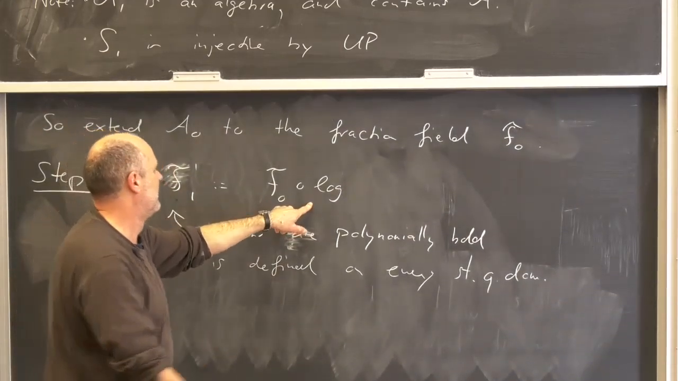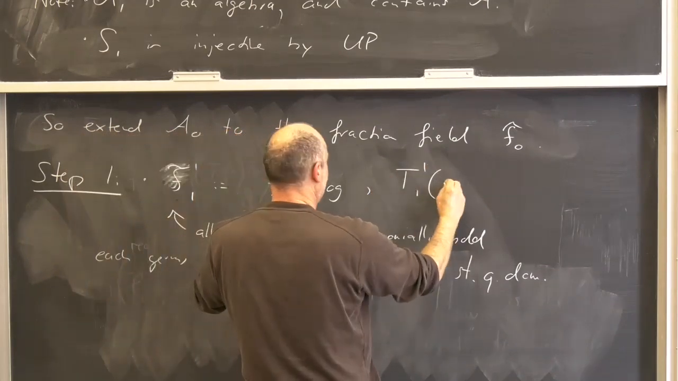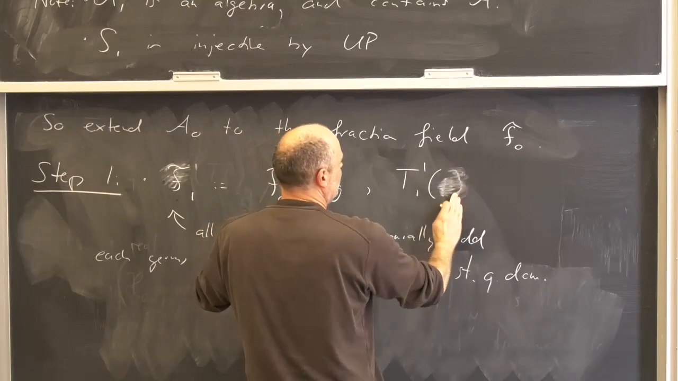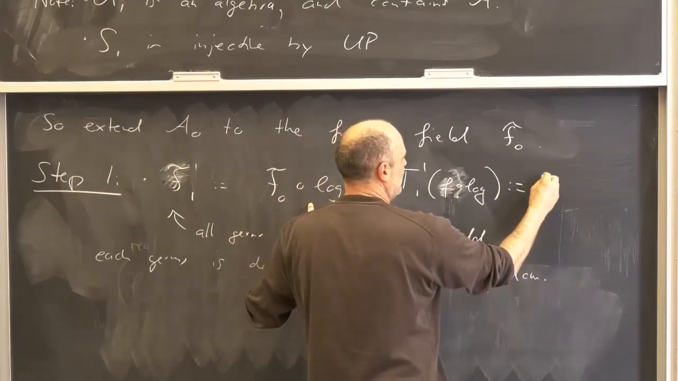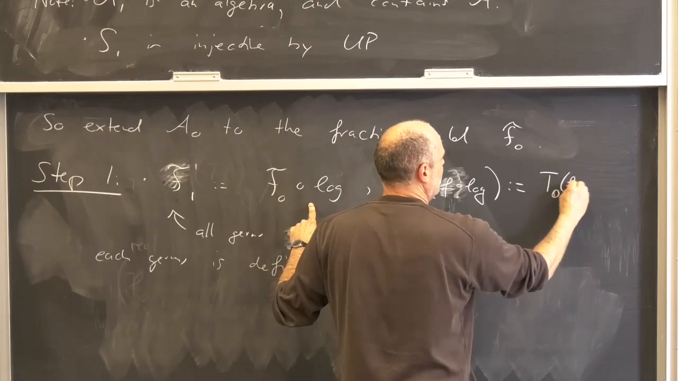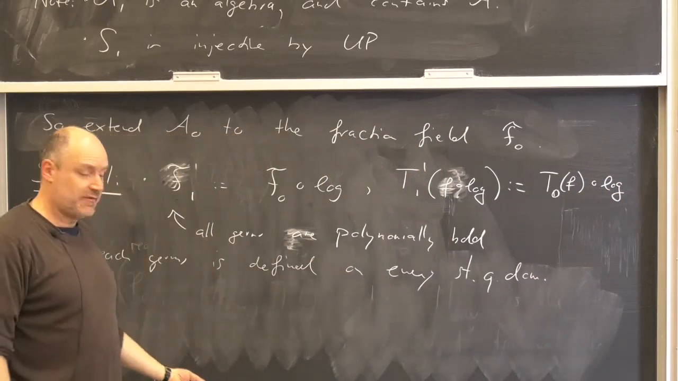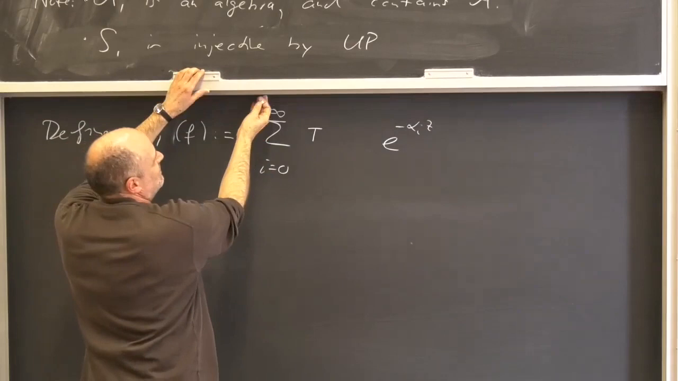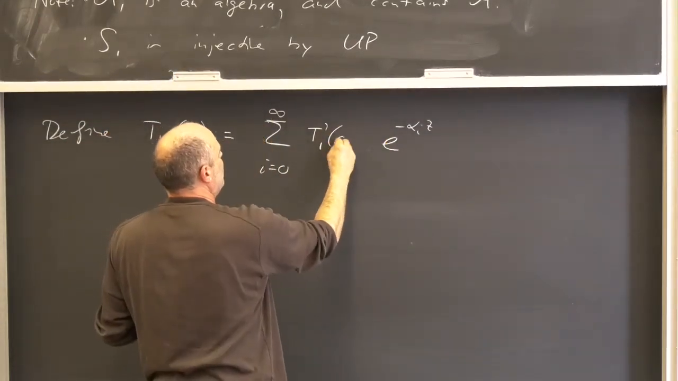Here, right? T1 prime of a term like this is going to be f composed with log. It's just going to be T1 by T0 of f composed with log as a series. That's the obvious way to do it. With that in mind, that's what I'm going to use here, T1 prime of a now.